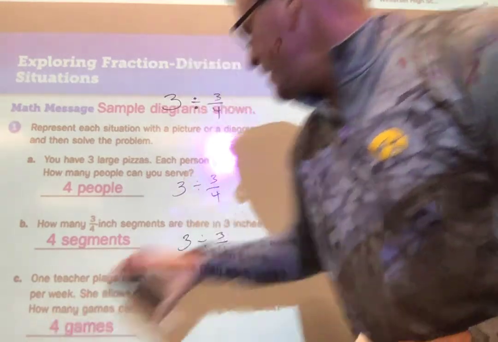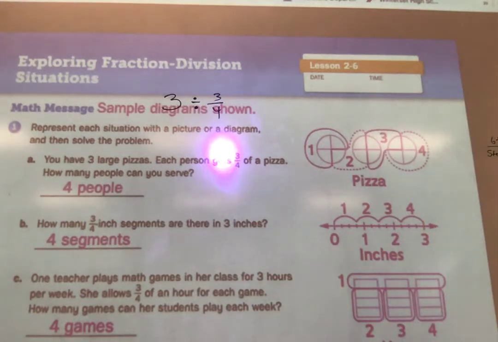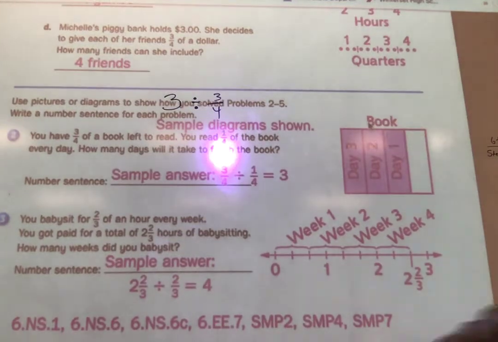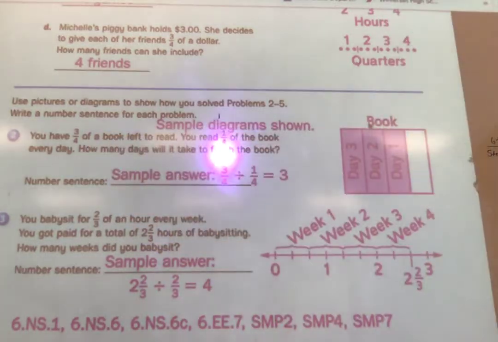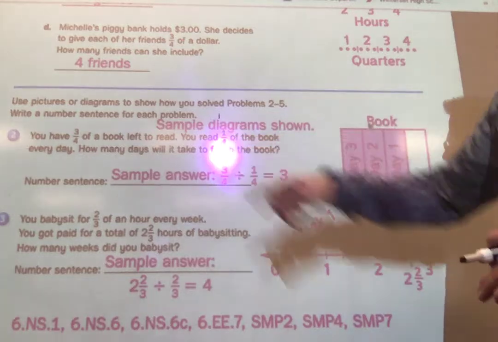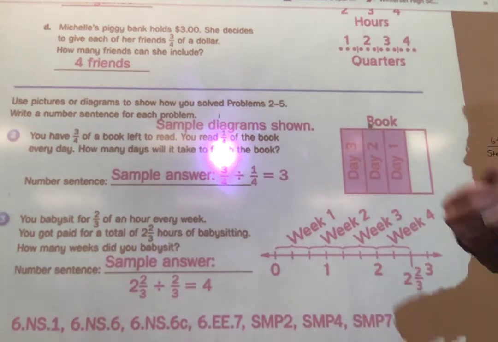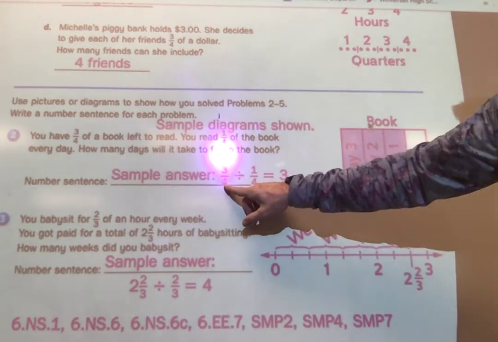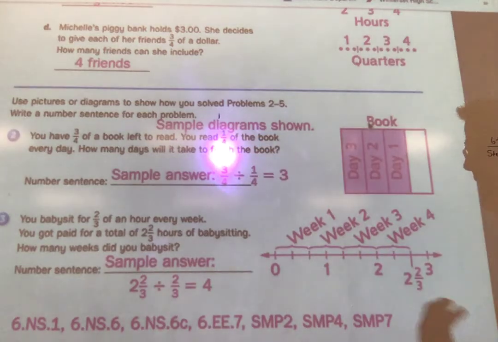So let's go look at another one here and how we could represent that and some different ways to talk about this. So I'm going to just scroll down here. I want you to look at number 2. And in this situation, you have 3/4 of a book left to read. Okay, you read 1/4 of the book every day. So how many days will it take to finish the book? And again, this is division because I'm grouping into days of 1/4. I have 3/4 left. That's what I'm starting with, 3/4 of a book. I want to divide into groups of 1/4 because we're reading 1/4 every day. So how many days will it take to finish?